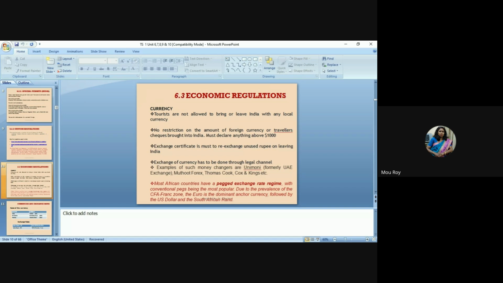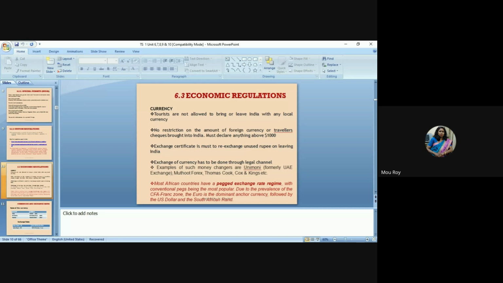Now, if you are a guest of a hotel, then all these currencies are exchanged free of cost because you are a guest of the hotel. But if you are not a guest of the hotel and you want to exchange your currencies, then there are currency exchange centers, like Thomas Cook and Cox and Kings.